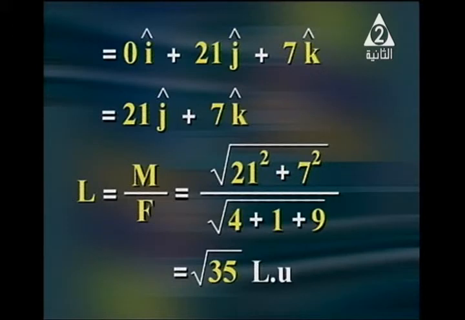In this case, dear student, we find the magnitude of the moment M by using the square root of 21 squared plus 7 squared. Also, we find the magnitude of F by using the coefficients of the force: 2 squared plus 1 squared plus 3 squared. After that, we find the square root of 21 squared plus 7 squared over the square root of 14. The answer is square root 37 length units.